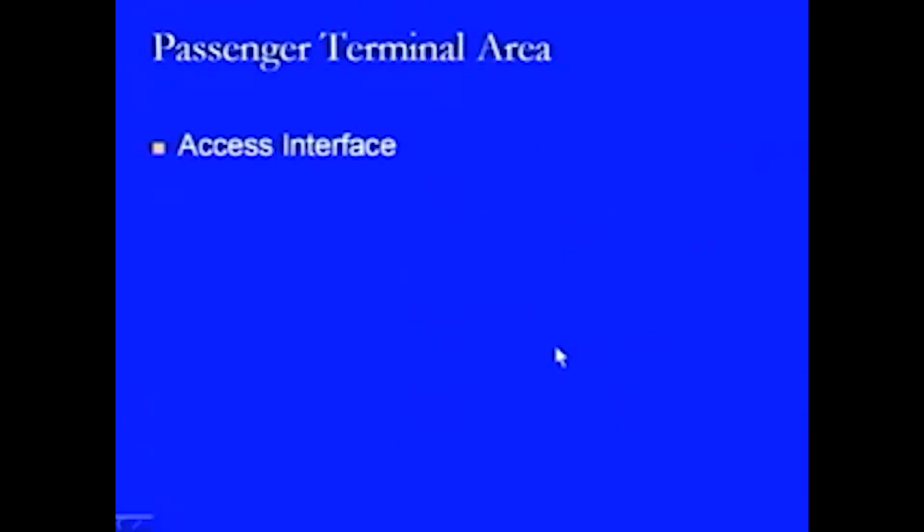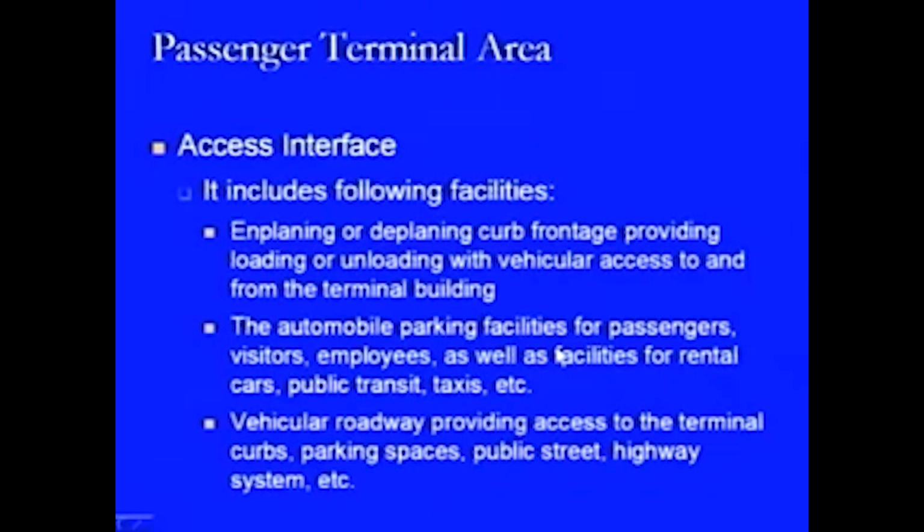Now, we look at the access interface, and the various facilities included in this interface. First is the enplaning or deplaning curb frontage, which provides loading or unloading with vehicular access to and from the terminal building. So, you are at the terminal building and you are trying to go to the aircraft, or you have come by aircraft and you have to reach the terminal building. So, some facilities are provided for that, and that type of curb frontage is there.